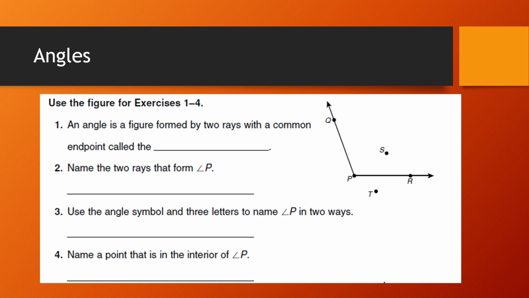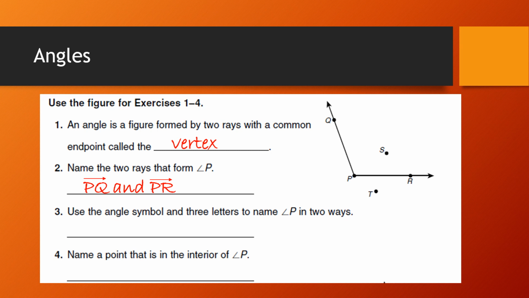So for the first one, we're looking for an angle that's formed by two rays with a common endpoint called the vertex. The vertex is that endpoint that is shared. That's kind of like if you think of your arm as an angle, it's your elbow. And then we need to find two rays that form angle P. So remember, a ray has a dot and an arrow, and those are PQ and PR. They start with P, which is the dot, and continue with the arrow, which is Q and R.